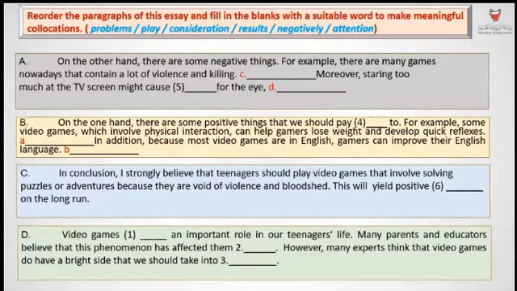Now, we have Ali Mukhtar. So he says number one is play, number two is negatively, number three is consideration, four is attention, five problems, and six is results. I'm not going to say whether your answers are correct or not. I will ask you to wait and double check later, inshallah. Let's give the students some time.